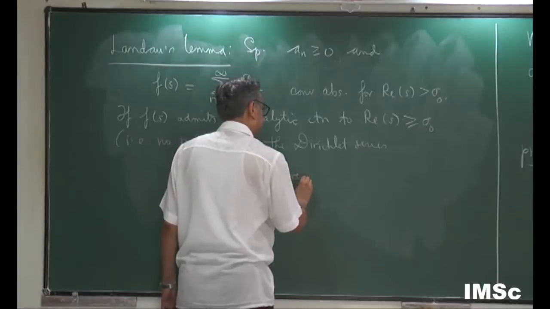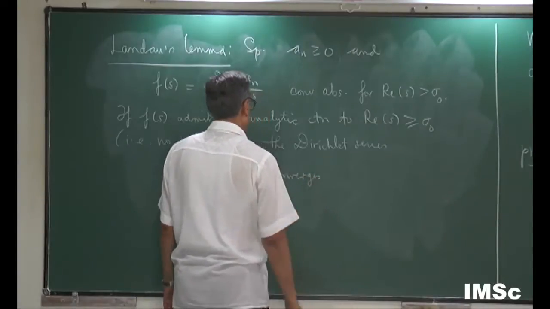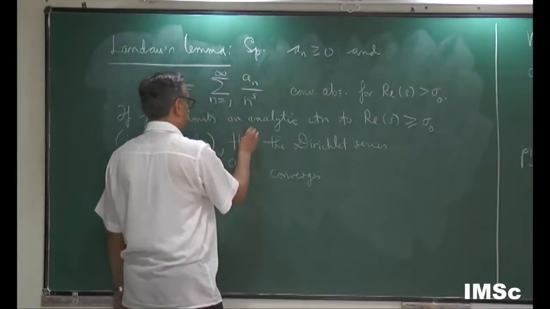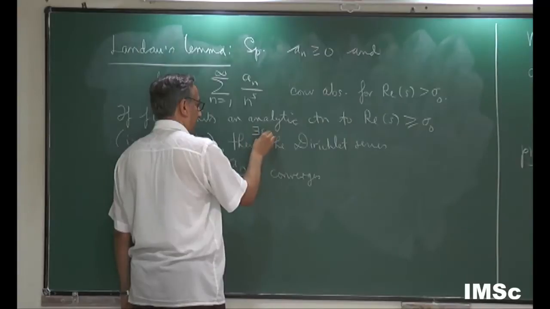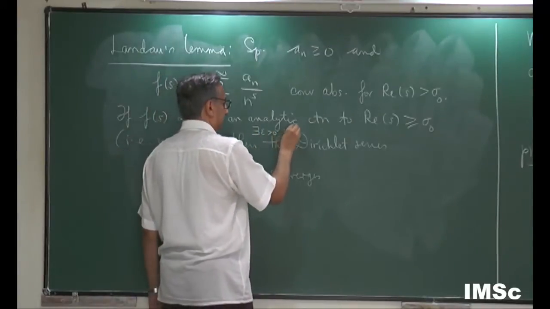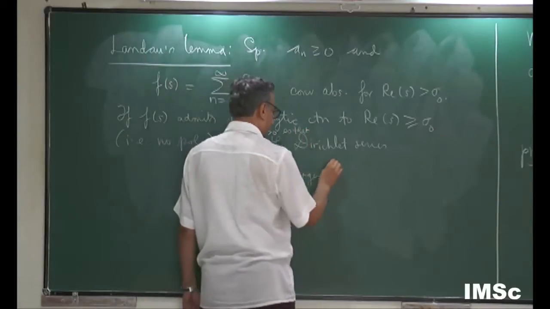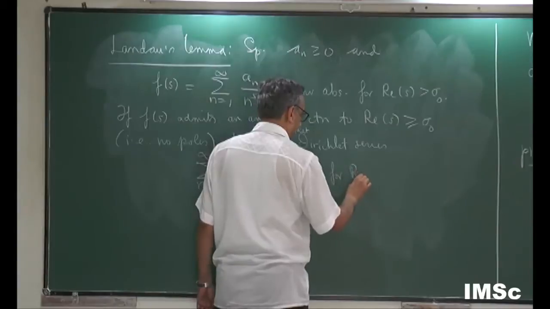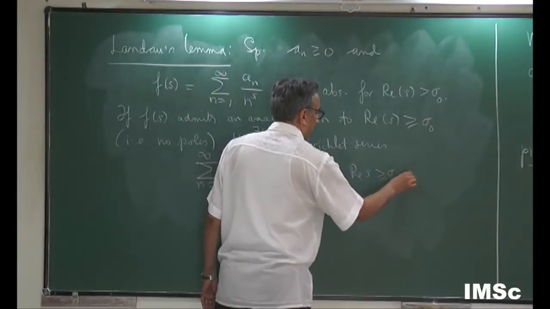converges. Then there exists an epsilon positive so that the Dirichlet series converges for real part s bigger than or equal to sigma naught minus epsilon.